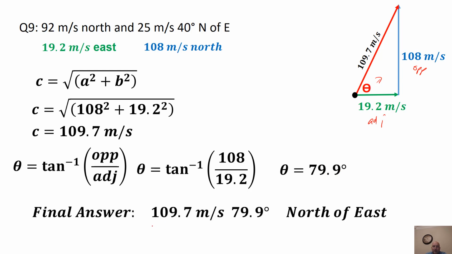So the magnitude, the angle, and the description of it: the baseline was east, and you're going north of that east right there.